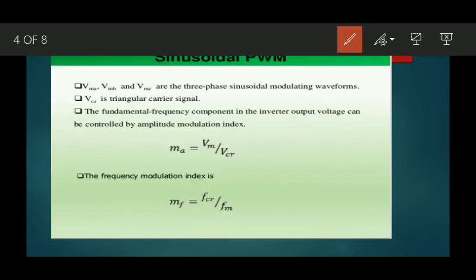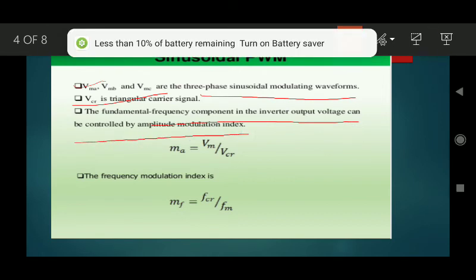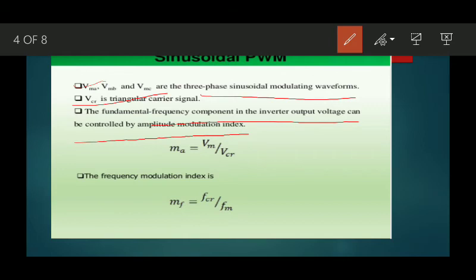Sinusoidal PWM: VA, VB, VC are the three-phase sinusoidal modulating waveforms. These are the modulating signals, and VCC is the carrier signal. The fundamental frequency component in the inverter output voltage can be controlled by the amplitude modulation index. The modulation index is the modulating signal amplitude upon the carrier signal amplitude. The frequency modulation index is the carrier frequency upon the message signal frequency.